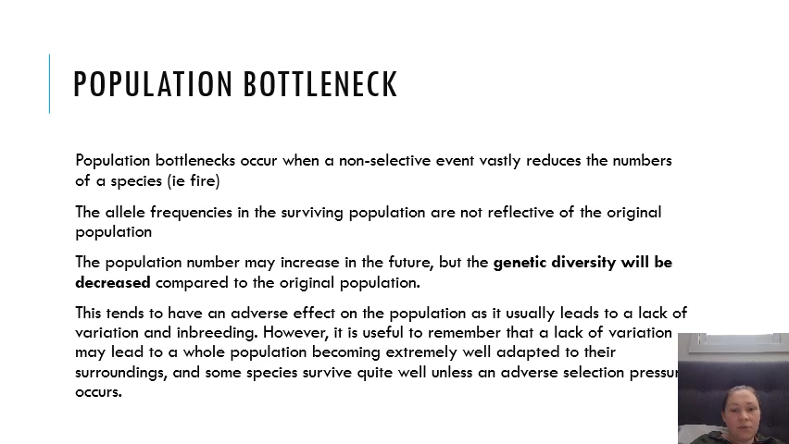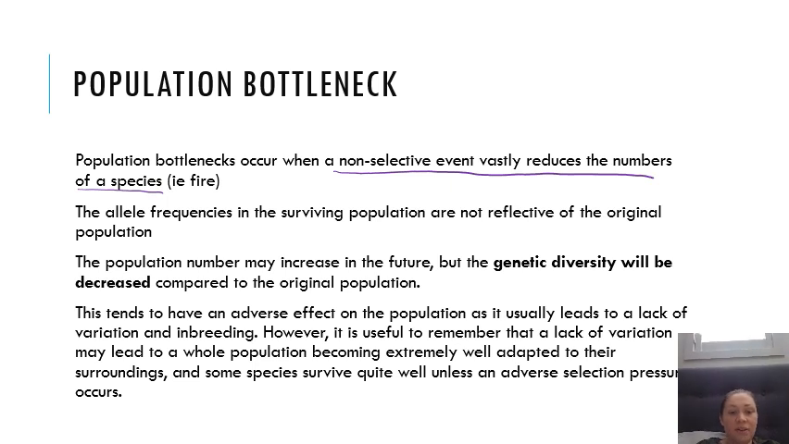Population bottlenecks are another type of genetic drift, and they occur when a non-selective event vastly reduces the number of a species. A non-selective event is something like a bushfire. It's something that just happens in nature. It doesn't select for a particular phenotype. It literally rips through. Another example would be a volcanic eruption or a tidal wave. Those are types of things no organism can survive, so we refer to them as non-selective events.